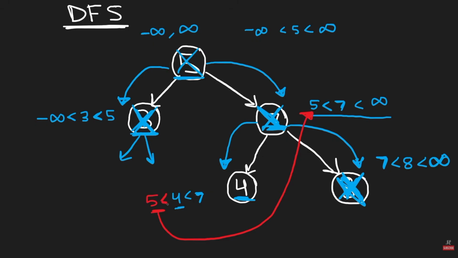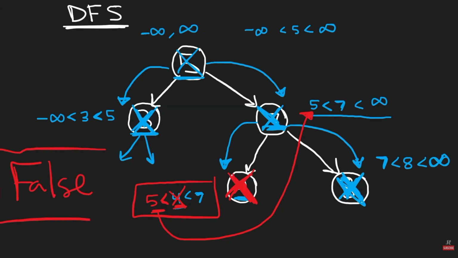Now, does this condition hold? It does not. 4 is not between 7 and 5. So this value breaks our binary search tree. So therefore, this is not a binary search tree. It's false. We're returning false.